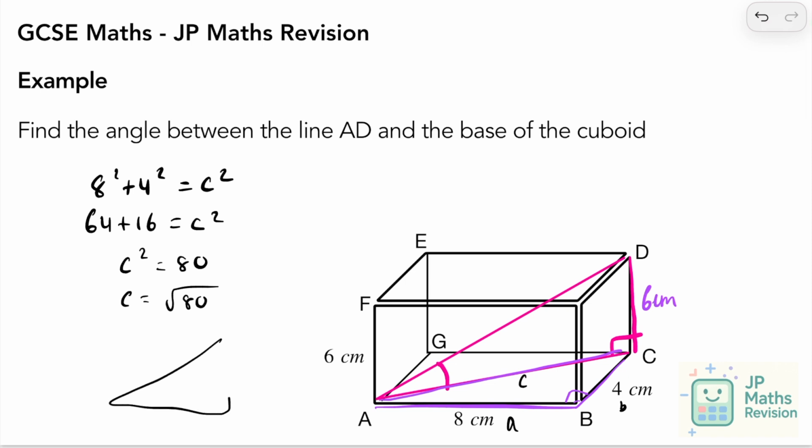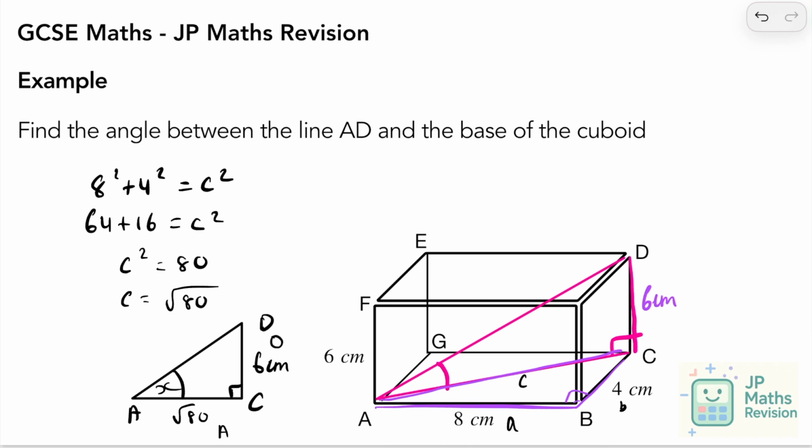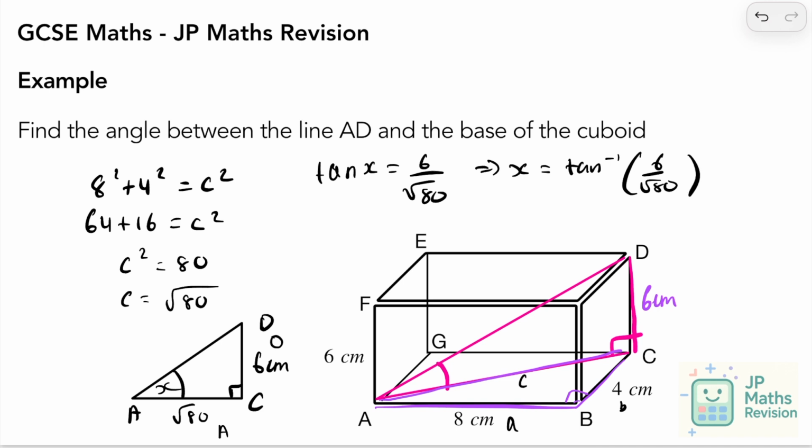So now if I just draw out this right angle triangle, I have that A to C is the square root of 80, as I've just worked out. And I have C to D is 6 centimetres. So I could simply use SOHCAHTOA. So if I want to work out what this angle is, I could call this angle X. Now I have the opposite and I have the adjacent. So I could say that tan X equals 6 over the square root of 80. And therefore X is going to be tan to the minus 1 of 6 over the square root of 80, which is going to give us 33.9 degrees. So that is the answer to this question.